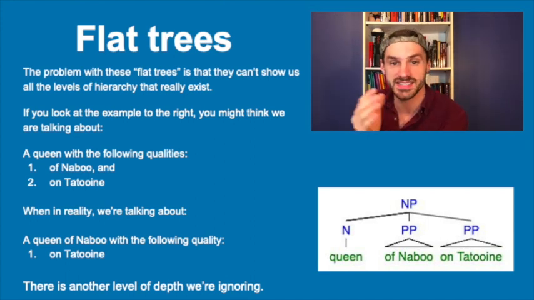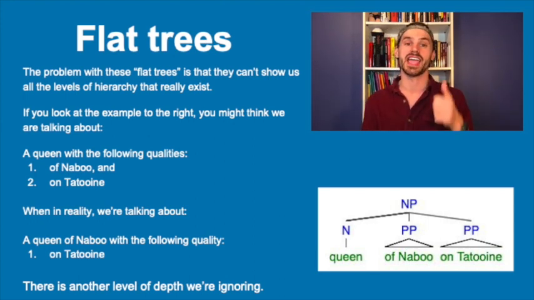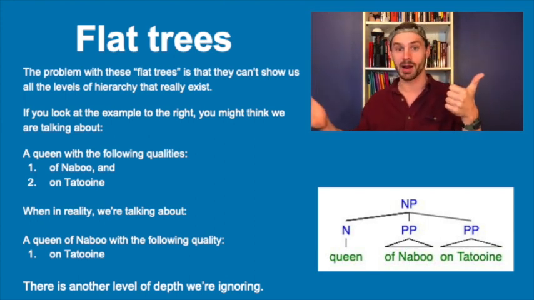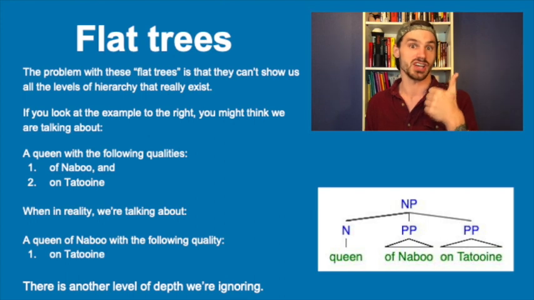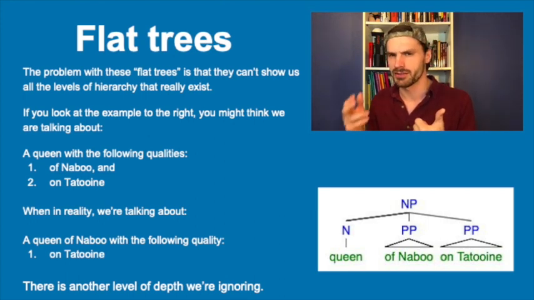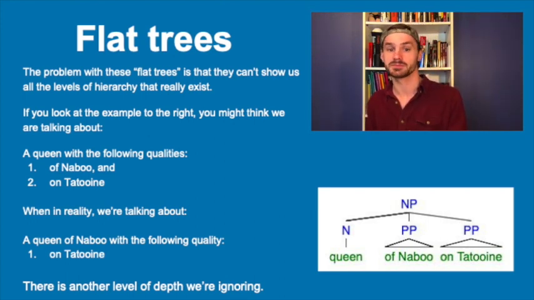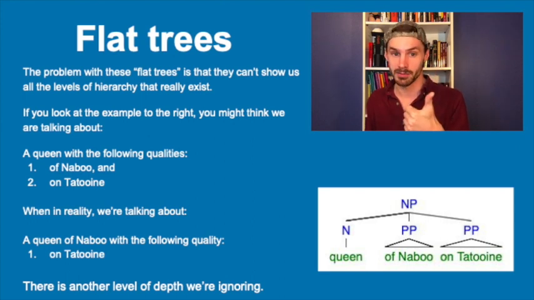So if you look at the example to the right, you might be tempted to think that we're talking about a queen with the two following properties. Number one, she's of Naboo. Strange way of putting that again. We'll talk about that later. Number one, she's of Naboo. And two, she's on Tatooine.